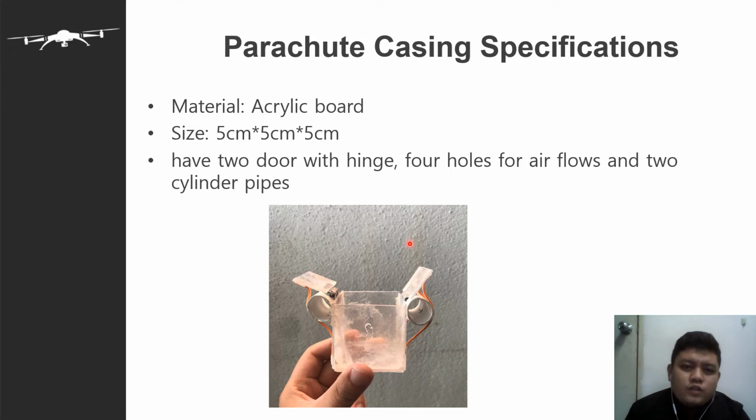Next, for the parachute casing specification, I use acrylic board for the material. The size is 5 cm by 5 cm by 5 cm. This parachute casing has 2 doors with hinges, 4 holes for airflow, and 2 cylinder pipes.